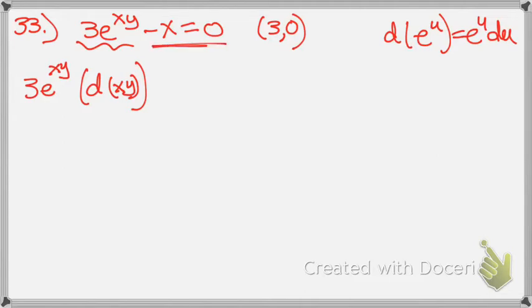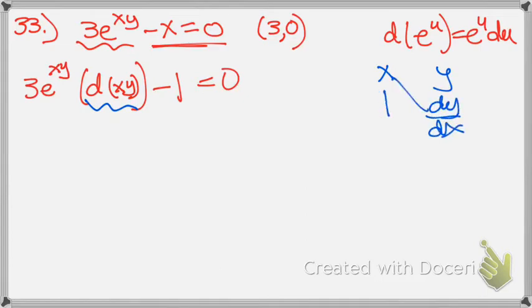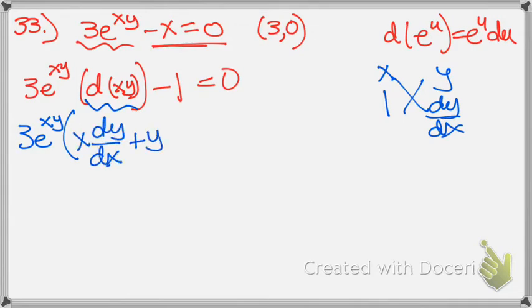The derivative of the rest, the derivative of negative x is negative 1, and then 0. So we still need to figure out the derivative of xy. That's going to require product rule. You have an x, you have a y. Derivative of x is 1. Derivative of y, dy dx. Crisscross. So we have 3 e to the xy, parentheses, my product rule, x dy dx plus y, minus 1 equals 0.